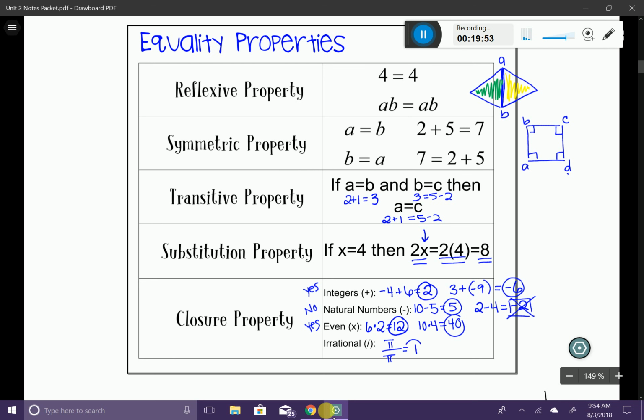Well, 1 is not an irrational number. It's an integer, it's a whole number, it's a natural number, but it is definitely not irrational. Therefore, division does not work under irrational numbers. So hopefully that was a good explanation for you of the closure property.